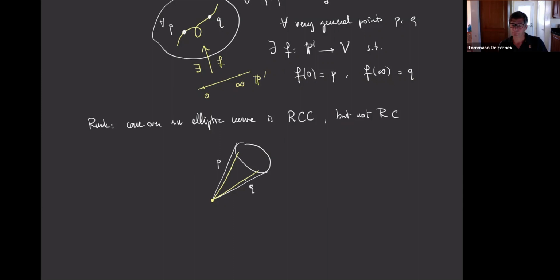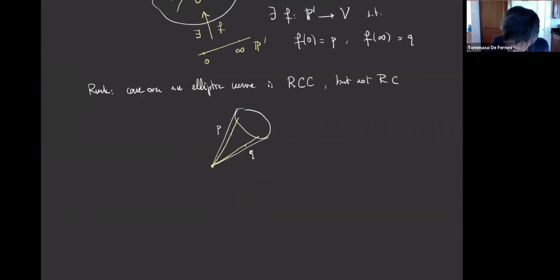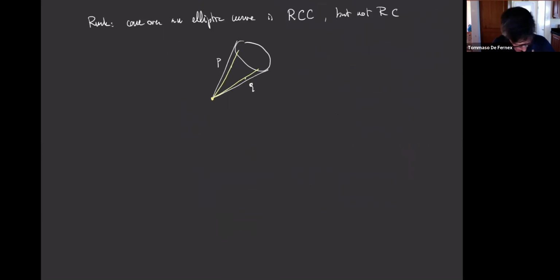But over a singular space, the two notions are distinct. This is a good example to see that. So what I want to focus on here is the stronger notion of rational connectedness. In this example, the central fiber is not rationally connected. So what if we actually ask the central fiber to be rationally connected? Can we actually get a better statement?